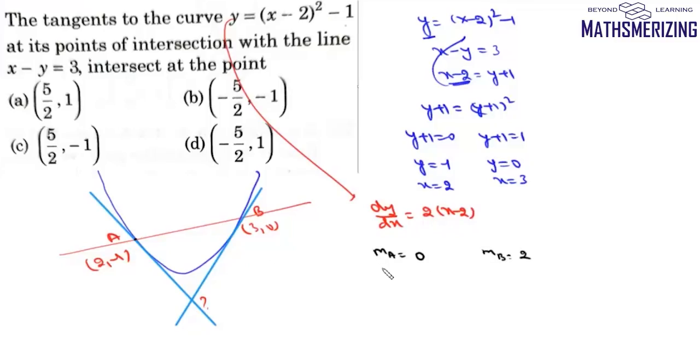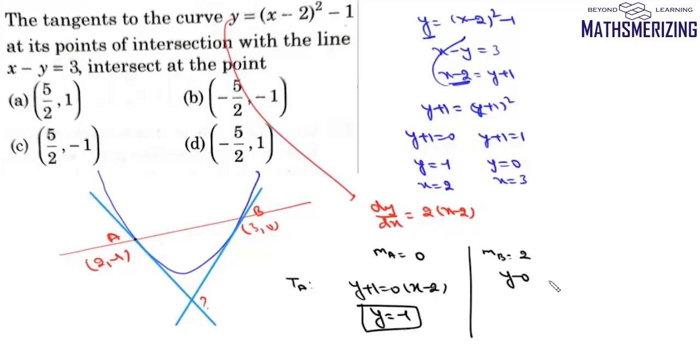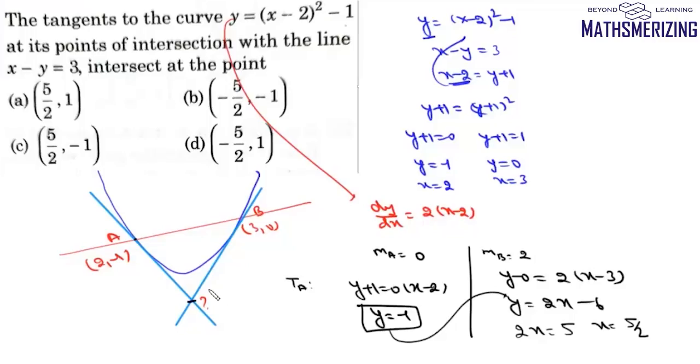So what is the equation at A? So equation of tangent at A, it is y minus y1 equals m, x minus x1. So simply it will be y equals minus 1. And at B, equation will be y minus 0 equals 2, x minus 3. So it is y equals 2x minus 6. Now we'll put y as minus 1. We'll get 2x is 5, then x is 5 by 2. So their point of intersection will be 5 by 2 comma minus 1, and that's your option number C.